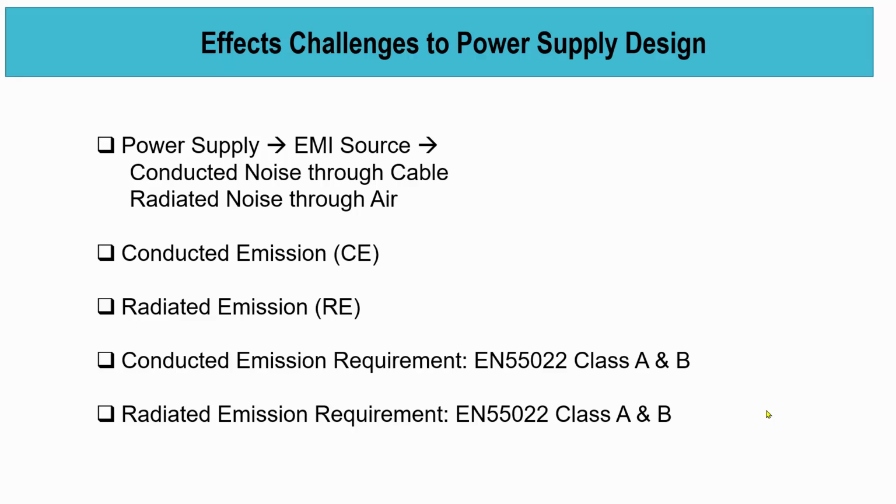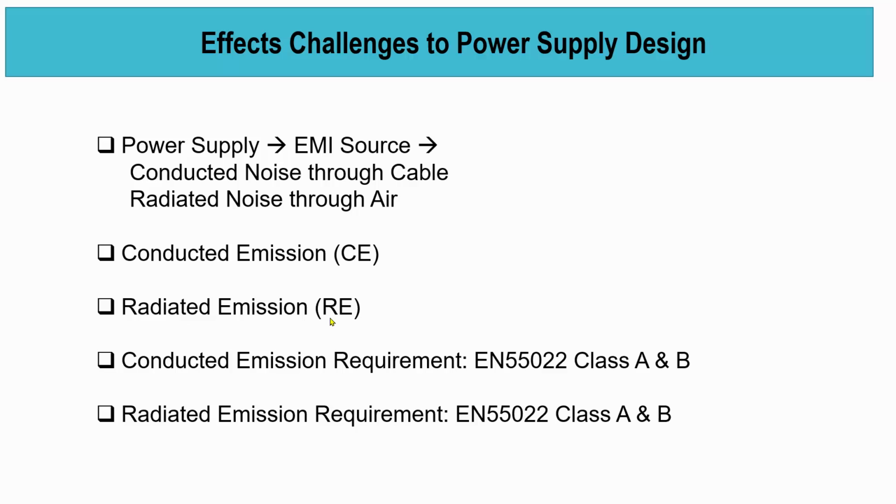A power supply, especially a switch mode power supply, would generate a lot of noise, and we call it an EMI source. This noise you can split up into two different types: a conducted noise coupling through the cable. Another type of noise is radiated noise, coupling through air. So we have two different types. We call conducted emission, and the abbreviation is CE. Another type is radiated emission, RE.